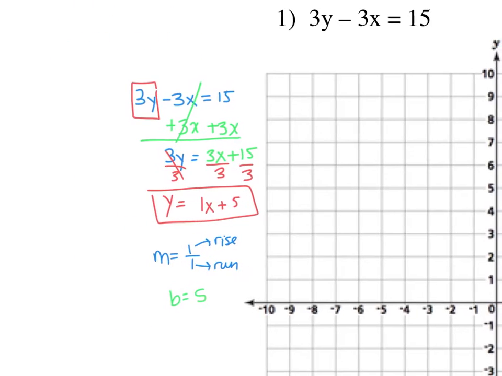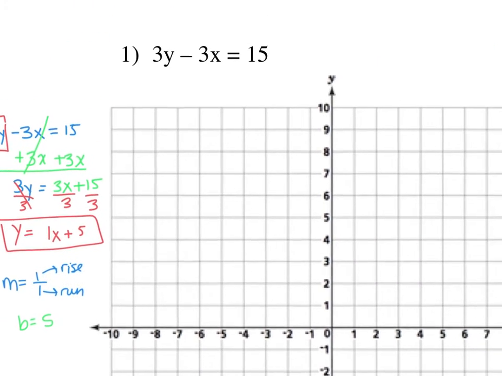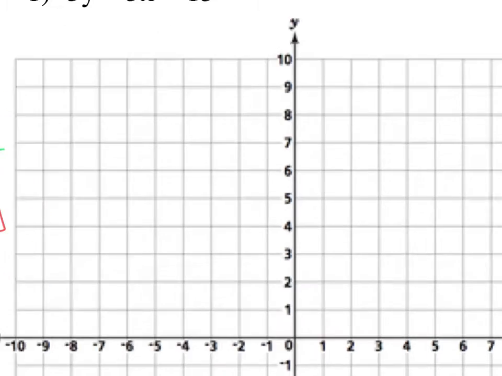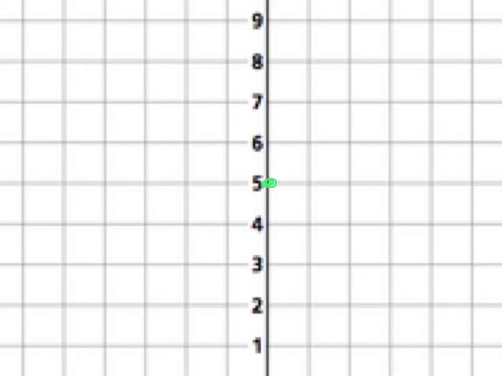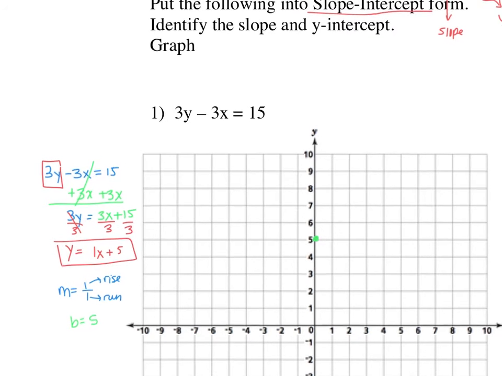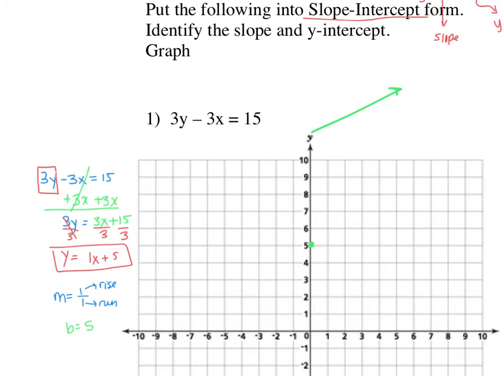So what we're going to do is plot the point (0, 5). You always plot your y-intercept first. So I'm going to plot my y-intercept right here. Ooh, not there. And then I'm going to be rising 1 and running 1. And that's a positive slope, so my line's going to look something like this.